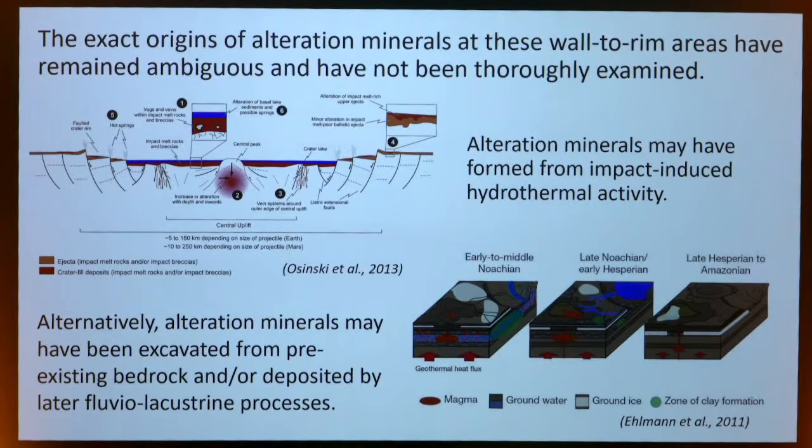The exact origins of alteration minerals in these wall-to-rim areas have remained quite ambiguous and have not been thoroughly examined. We can't just automatically assume that because we see alteration minerals in the rim of an impact crater, they formed from an impact-induced hydrothermal system. That could be one hypothesis, but the other would be that alteration minerals may have been excavated from pre-existing altered bedrock and/or deposited by later fluvial-lacustrine processes. So one thing that we're looking for is evidence of alteration minerals that are specific to the rims of these craters.